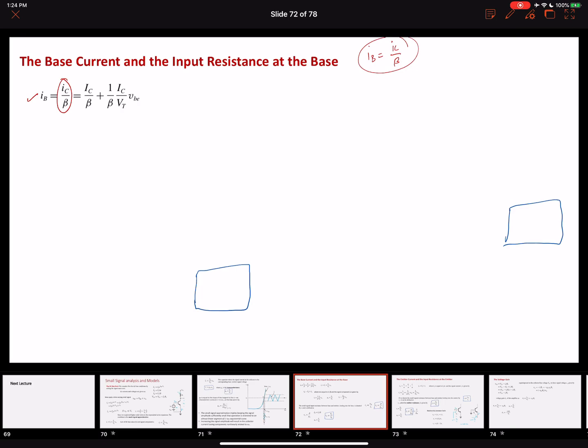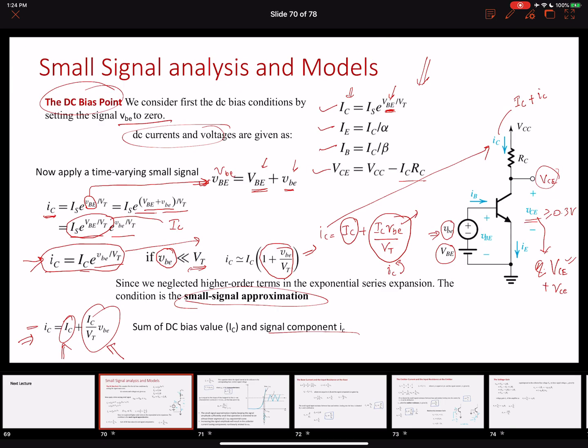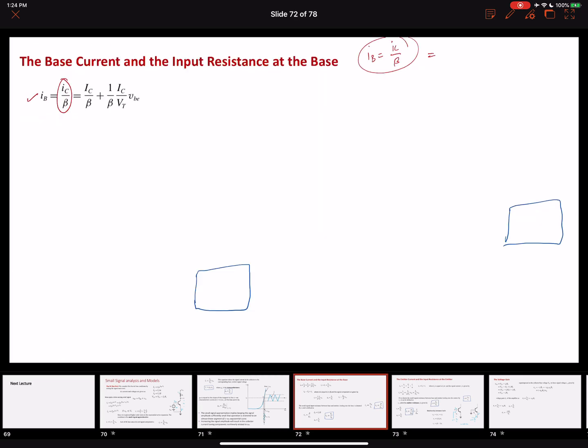And we know that our collector current, iC, equals the DC value of the collector current plus the signal component. So coming back here, you can also write it over here: iB equals 1 over beta into (IC plus ic). Essentially this is what we are doing over here. We have 1 over beta common, and then we have the DC value of the collector current and the time-varying component of the collector current, IC over VT, into the signal component of the base to emitter voltage.